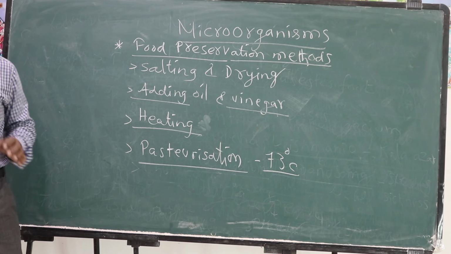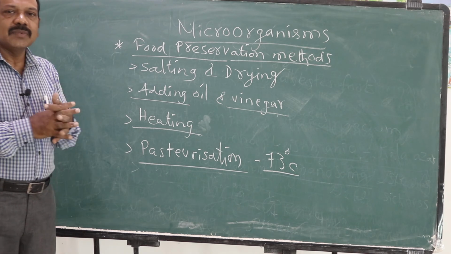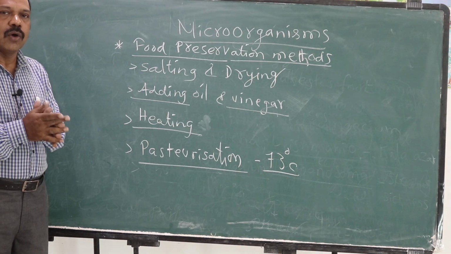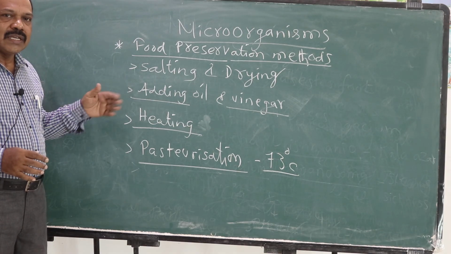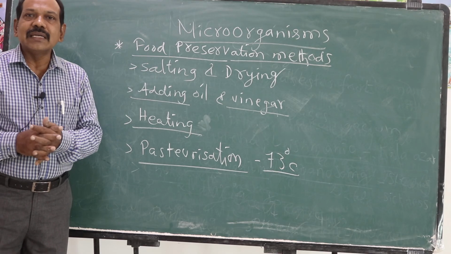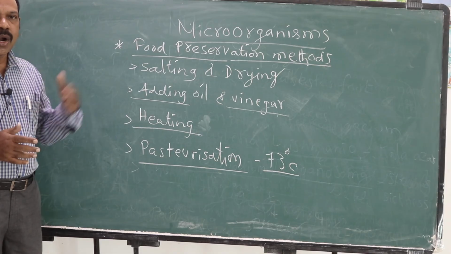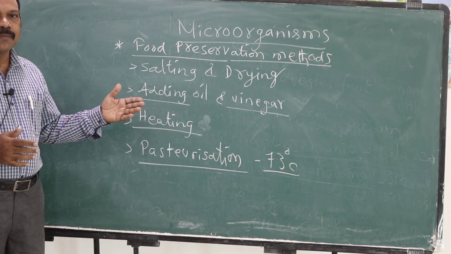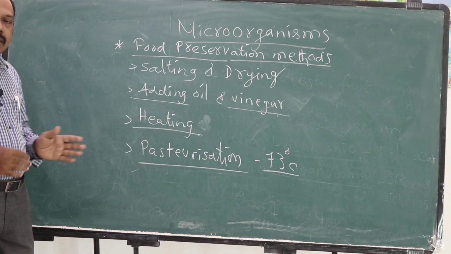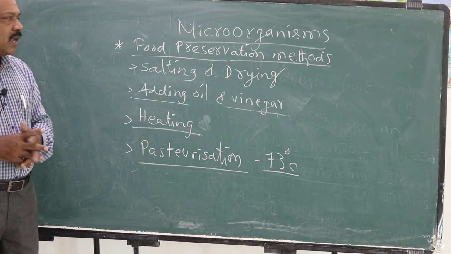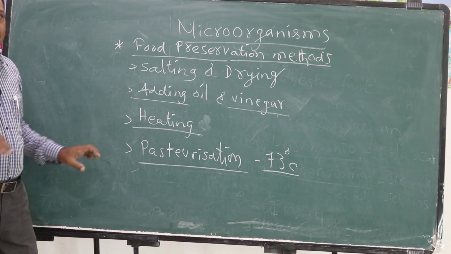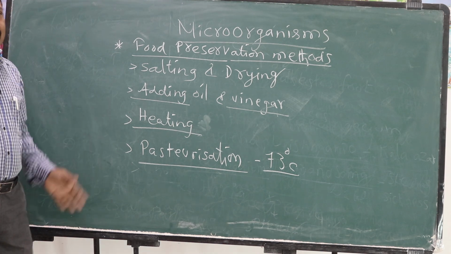So children, today we discussed two microorganisms, that is fungi and protozoans, the diseases caused by fungi and protozoans, and how to treat them. We also discussed controlling diseases by two methods, that is prevention and treatment. What is prevention? What are vaccines? We studied that, and then treatment with medicines. And finally we discussed food preservation methods. If food is preserved in these methods, we can avoid spoiling of food so that it can be used for later periods.